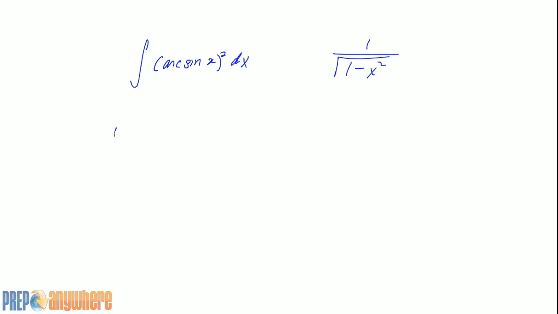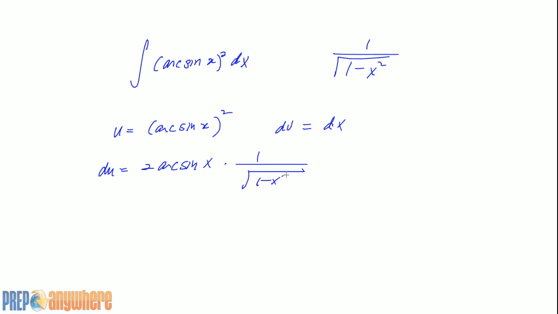Okay, so let's let u equal to arcsine of x, and we have to let u be the entire squared, right? Because if you don't do that, you have to let dv equal to arcsine as well, and we don't know how to find the antiderivative of that. So we're going to let dv equal to just dx. So du then is 2 arcsine of x times 1 over the square root of 1 minus x squared. Of course, then v is equal to x.